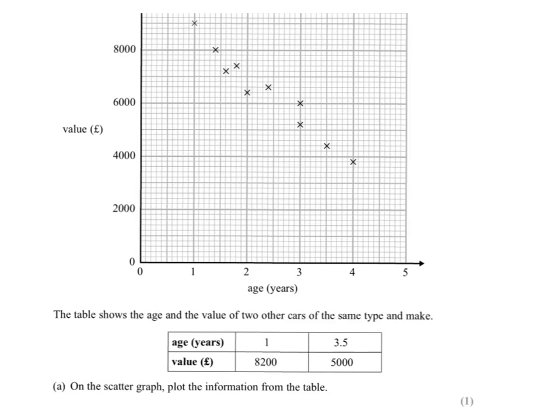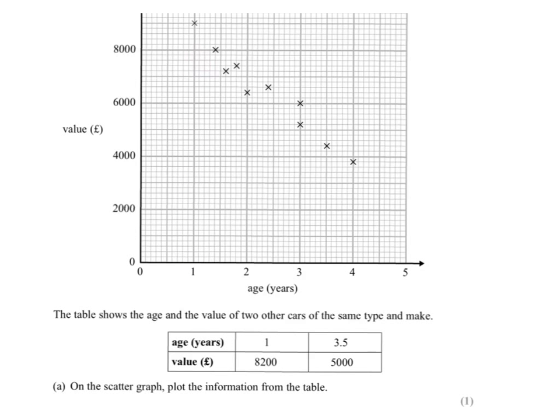So we've got a scatter diagram, and we've got a table showing the age and value of two other cars of the same type and make. So we're looking at cars and their value. We've got a car here that's 1 year old and has a value of 8,200. Well, it's fairly easy to go up the 1 year old line.